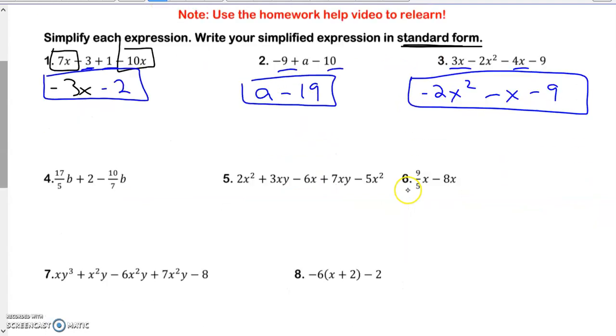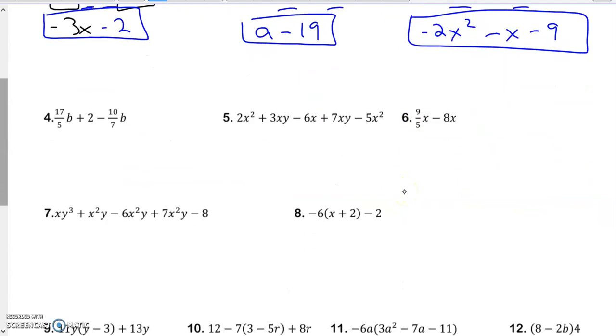Taking a look at the next one. So in order to add and subtract fractions, you have to have a common denominator. So I'm looking at 5 and 7. So my common denominator would be 35. So I want to get a 35b. Then I'm going to bring down the 2 and a minus, and I want to have a 35b.